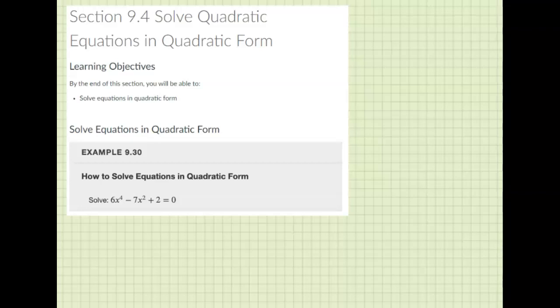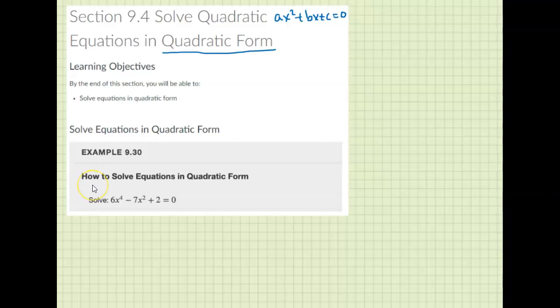Here we're looking at solving equations in quadratic form. Right, so equations in quadratic form are not necessarily quadratic equations. Quadratic equations are ax squared plus bx plus c equals 0. Quadratic form might have weird powers of the exponent, but you can transform them to a quadratic equation by a substitution and then solve it the same way.